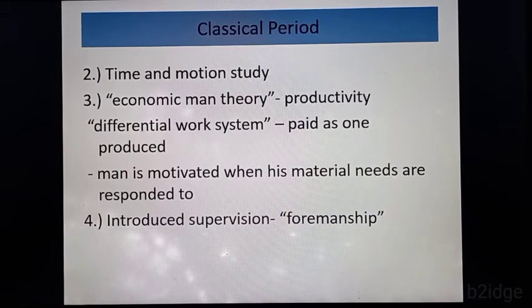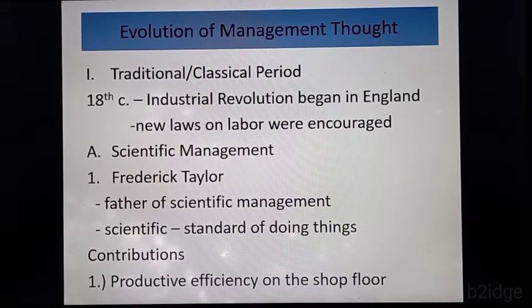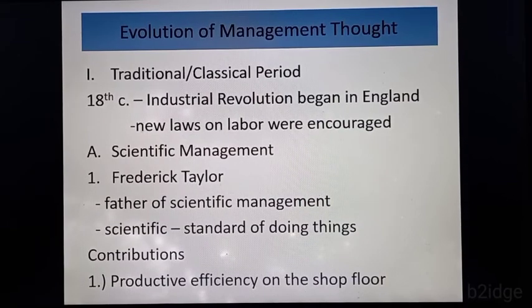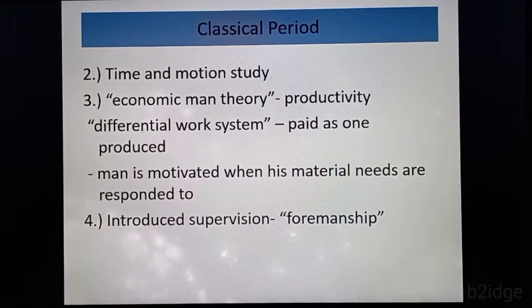Now, we proceed with the traditional or classical period. During the 18th century, the Industrial Revolution began in England. New laws on labor were encouraged. So, under scientific management, there's Frederick Taylor. He's the father of scientific management. Scientific, being that standards of doing things were set. His contributions were productive efficiency on the shop floor, time and motion study, the economic man theory, which states that productivity is the result of pay, and the differential work system, wherein people were paid as much as they produce.